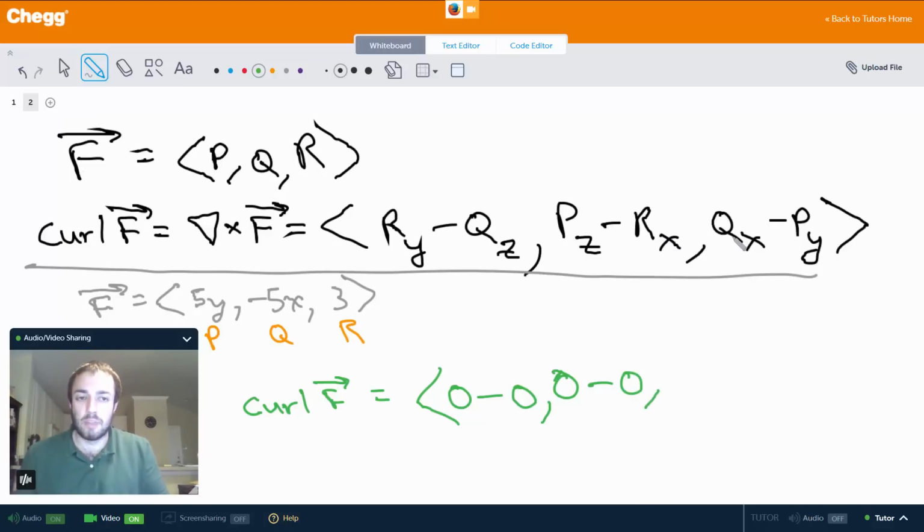And then we have the partial of q with respect to x. Now here, q is a function of x, so if we take the partial of this with respect to x, we get minus 5. And then we're subtracting the partial of p with respect to y, and p is 5y, so the partial of that with respect to y is 5. So we have negative 5 minus 5. And we see that the curl of f is just 0, 0, negative 10. That's actually pretty good news because that's a relatively simple vector there.